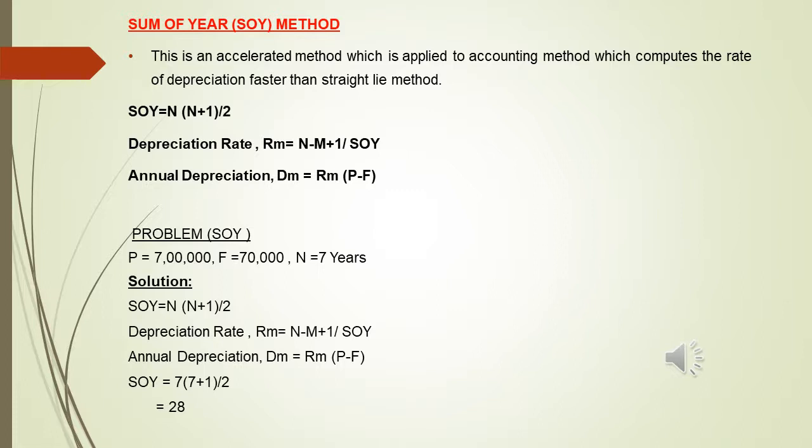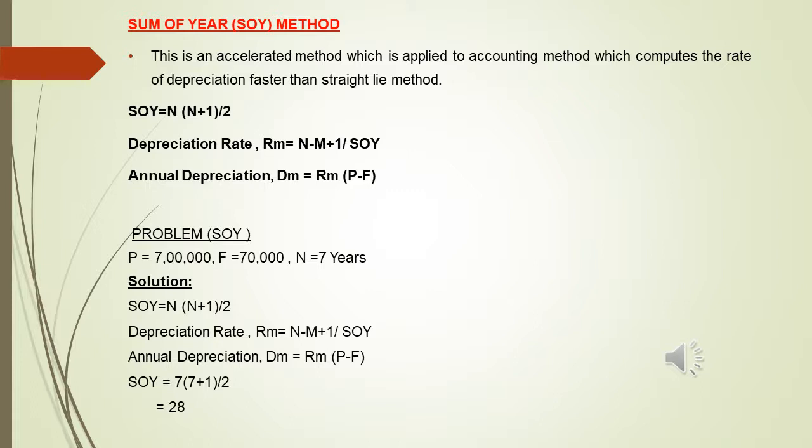So they can give a problem and ask you to solve by SOY method, that is nothing but sum of year method. So I'll read this out. This is an accelerated method applied in accounting which computes the rate of depreciation faster than the straight line method. In this method the rate of depreciation is quite fast than the straight line method.